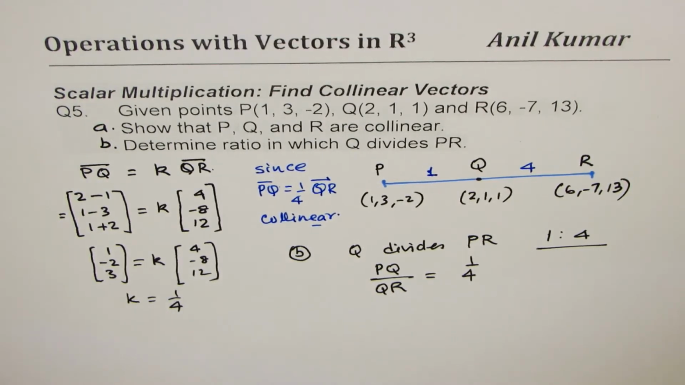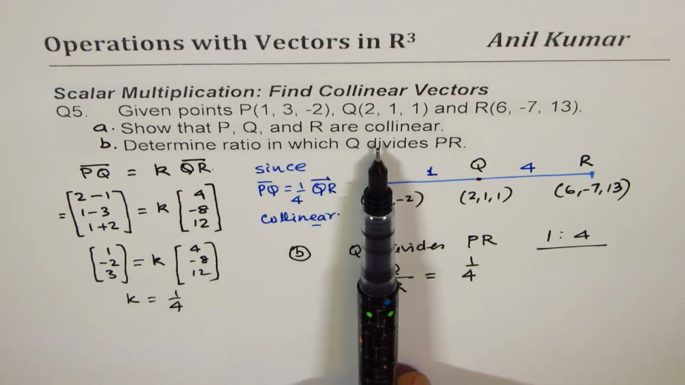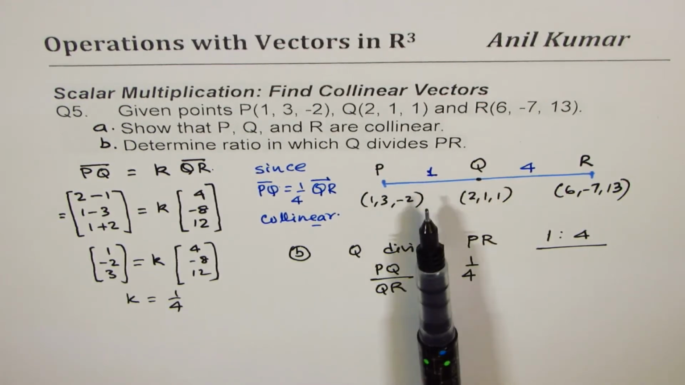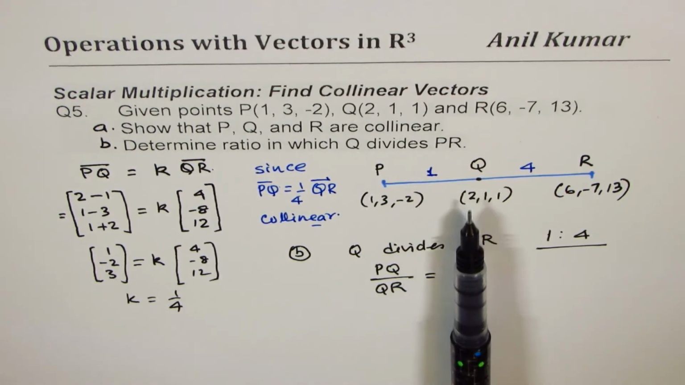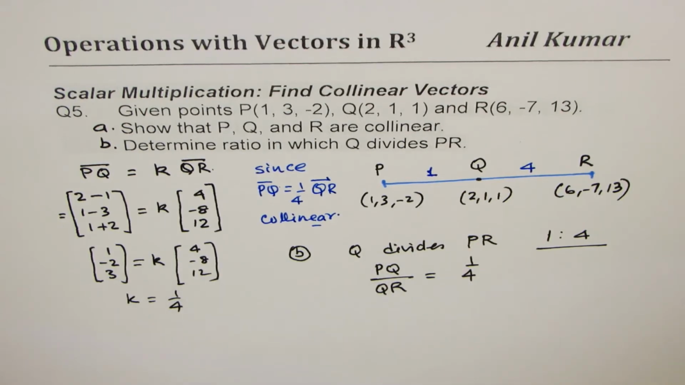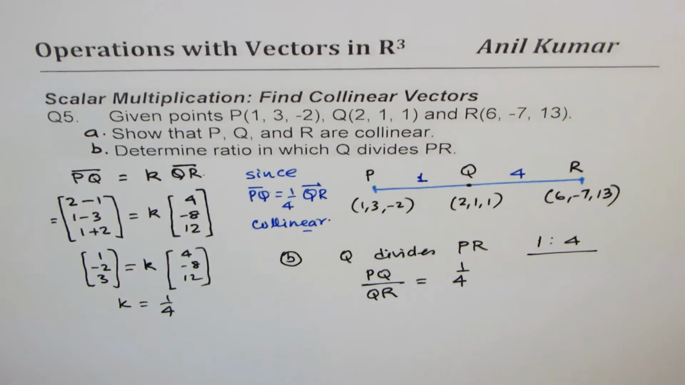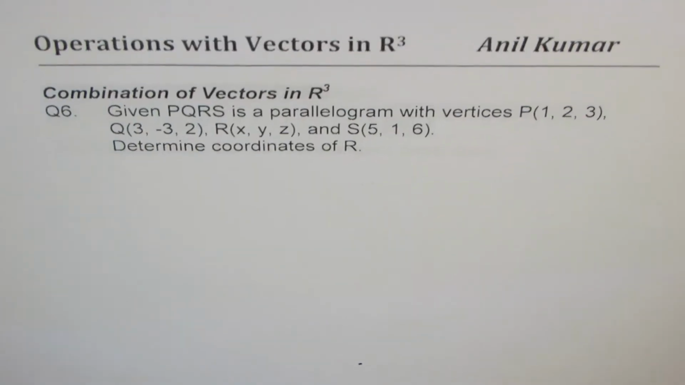So I hope it's absolutely clear. In this particular case, since we know that they are collinear, we don't have to find the magnitude of distance, so we don't have to use the distance formula. We get it directly, as you can see here. I hope that makes sense. Let's move on and answer the next question. We are almost at the end. I hope most of the concepts are very clear.